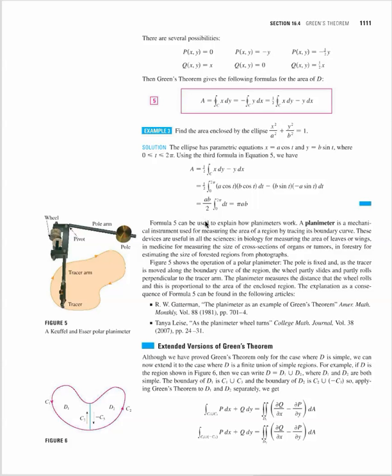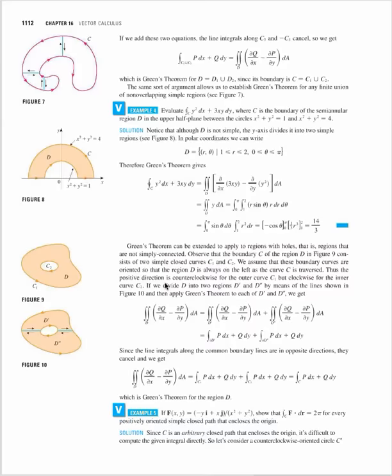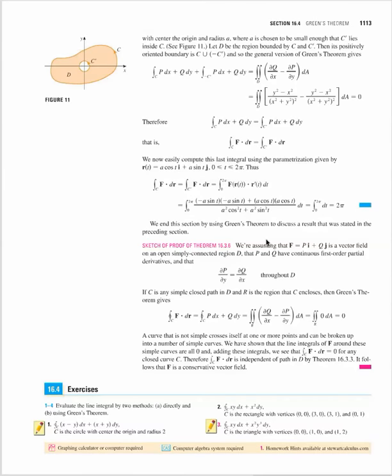I wouldn't worry too much about a planimeter, and I wouldn't worry too terribly much about the extended versions of Green's theorem, though you might want to give them a quick read. They're useful. Read through example 4, example 5. But I'm more concerned that you basically know what Green's theorem says and how to use it in simple areas. So that's all I've got for these two sections.